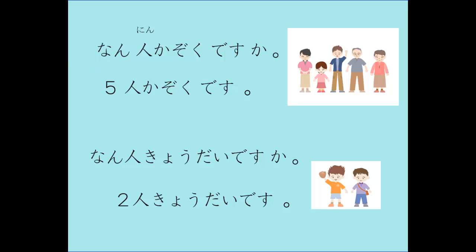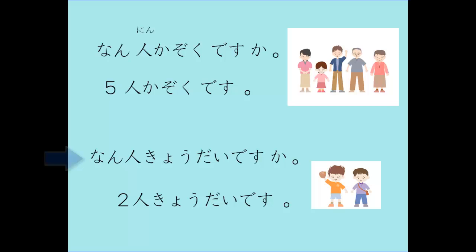Let's have a look at the picture. We've got 1人、2人、3人、4人、5人. So there are 5 people in this family. So we would reply 5人家族です. I have a 5-person family, or there are 5 people in my family.